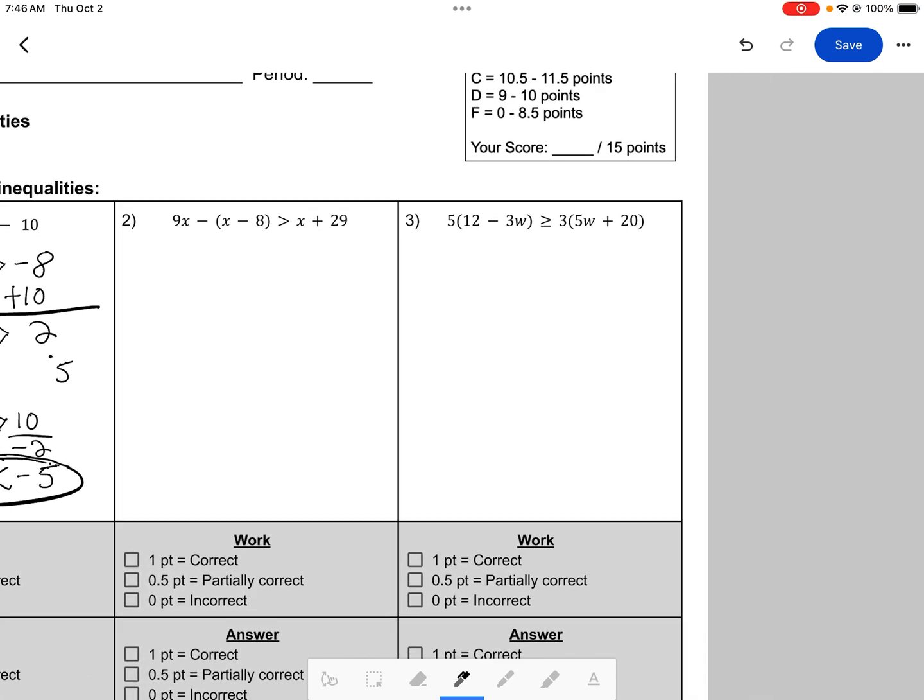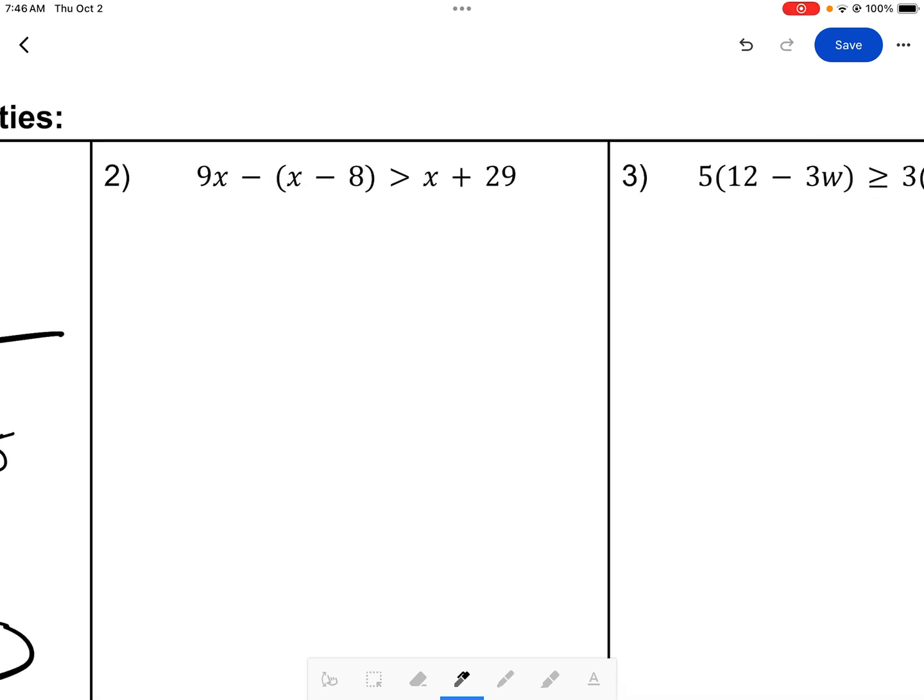Looking at number 2, I'm going to start on the left side of my inequality sign. So I'm going to bring down my 9x. I'm going to distribute this negative like there was a negative 1 there. And remember, when we distribute, that means we multiply. And so negative 1 times x is negative x, and negative 1 times negative 8 is positive 8. Bring down my inequality sign, bring down the x, and the plus 29.